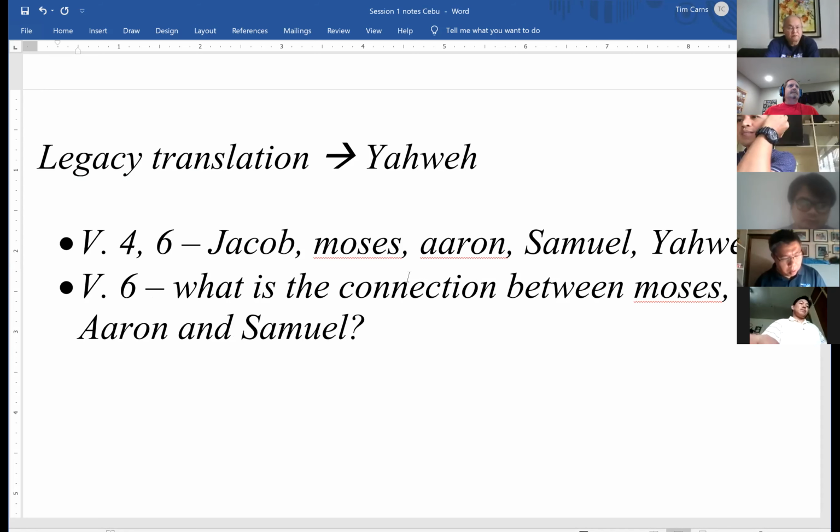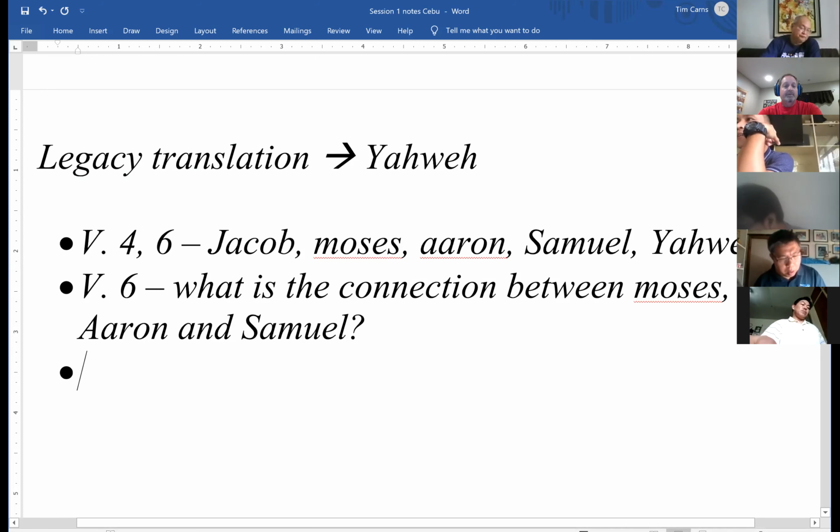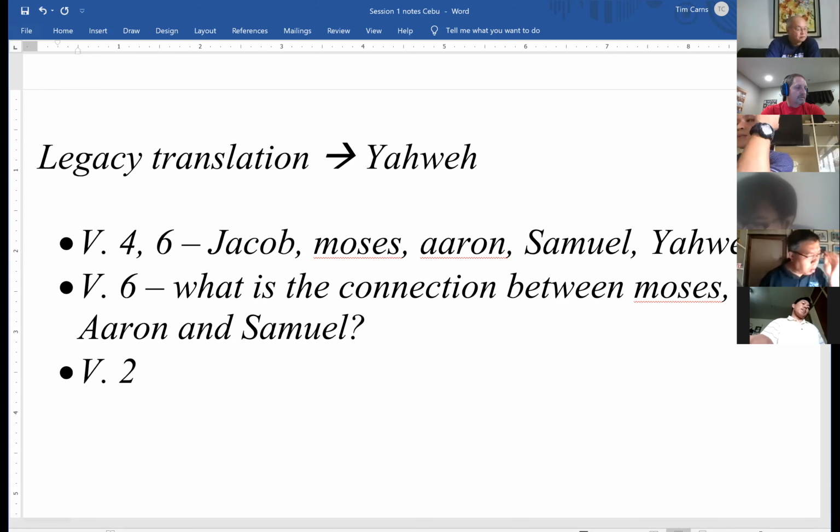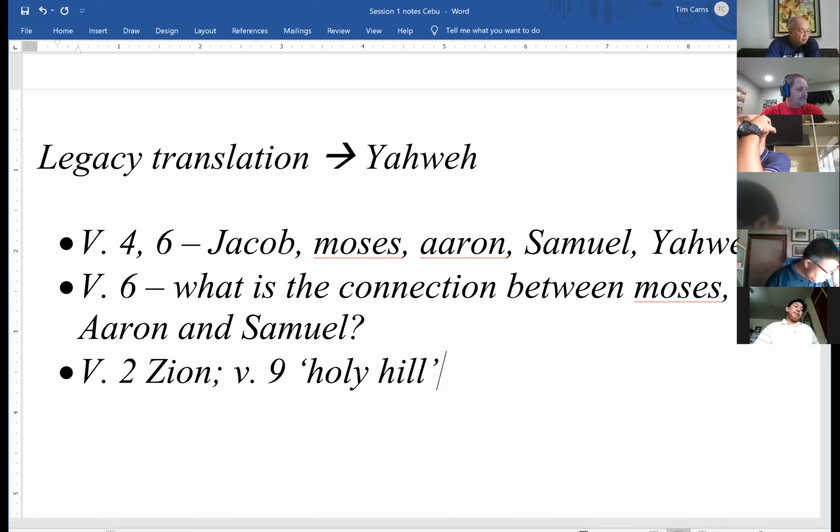The emphasis also on the mountain. Holy mountain, Zion. Oh, good. What verses? Verse 2. It always goes back to the place where God is, where he needs to be worshipped. His holy mountain, holy hill is in verse 9, right? Yes, verse 9, and the word Zion in verse 2. Those are both locations, right? So we have to think about where he is referring to specifically. Are those the same place?